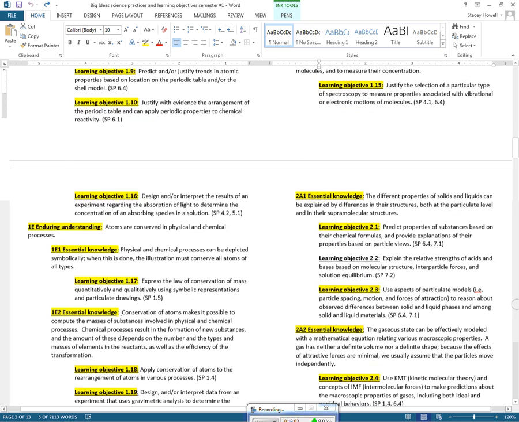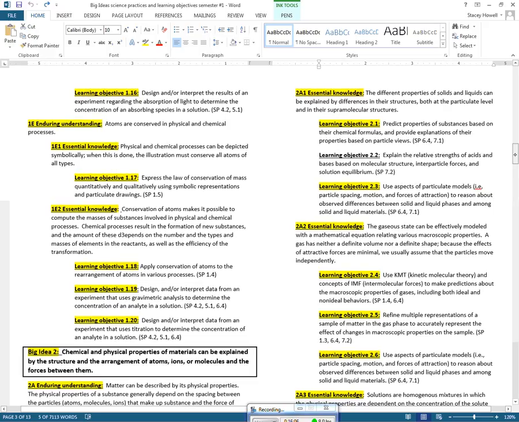Okay, going up again. Next page. Design or interpret the results of an experiment regarding the absorption of light. So that would be, here is the spectrum for hydrogen and helium and oxygen, and here's a spectrum from an unknown planet, what things are in that unknown planet. Express the law of conservation of mass, qualitative and quantitative, using symbolic representations and particulate drawings. In other words, here's how many oxygens I have, draw that. This is how many hydrogens I have, draw that. Here's how many waters I can make and what's left over.